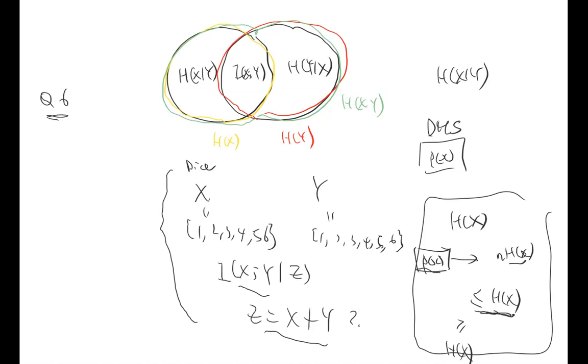Yes, X is independent of Y. So this is two independent dice, like you roll it 2 times.